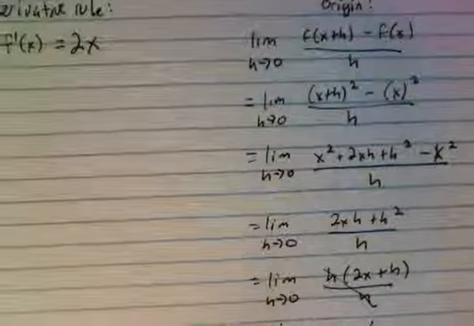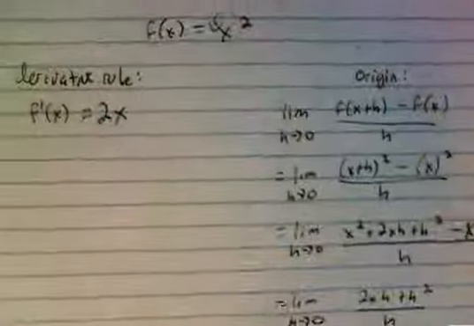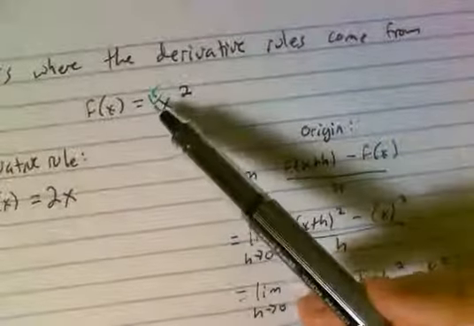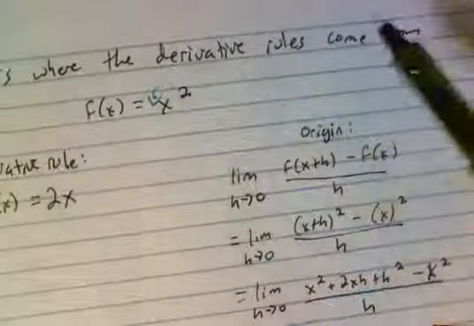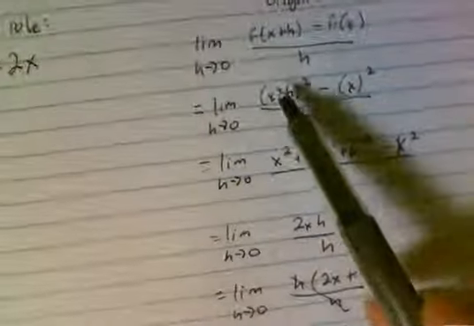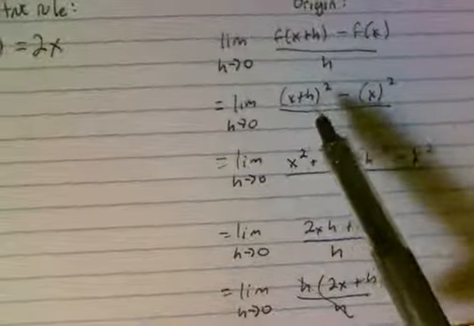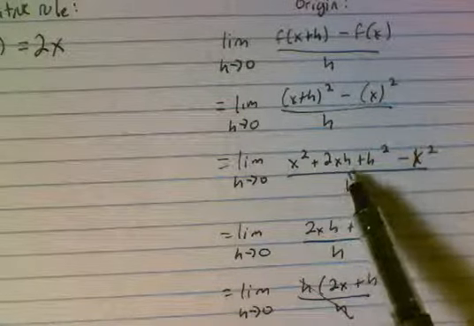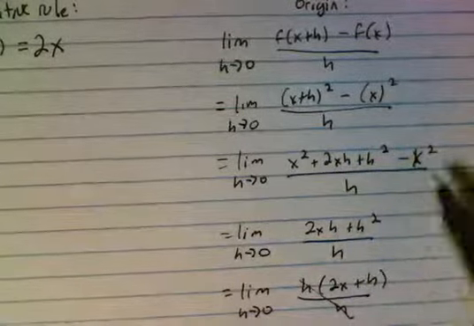Now, basically what mathematicians did was they just did a whole bunch of these limit problems until they found out that there was a pattern. And that pattern was just to bring the exponent down and then subtract 1 from the exponent. And there's a reason for it. It's coming out of the binomial formula. This part right here, notice how when we expand it we have 2xh's, and that's where our 2x is coming from. Everything else ultimately goes away.